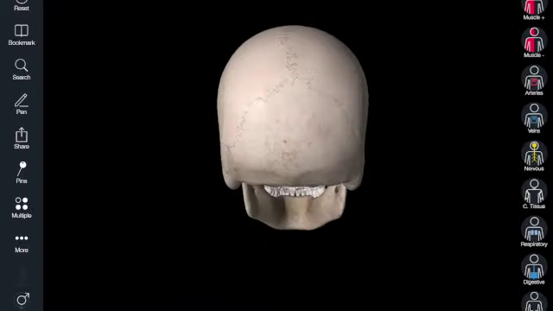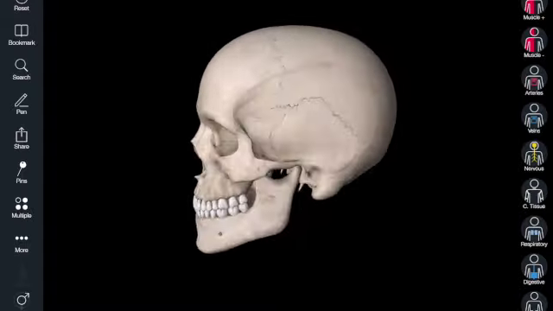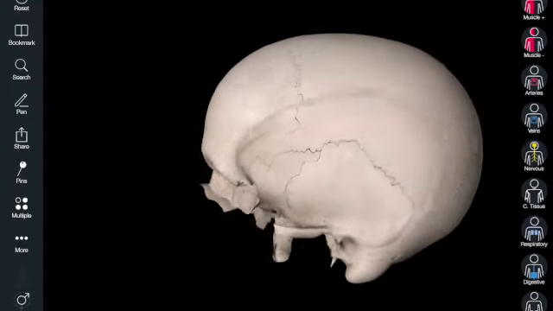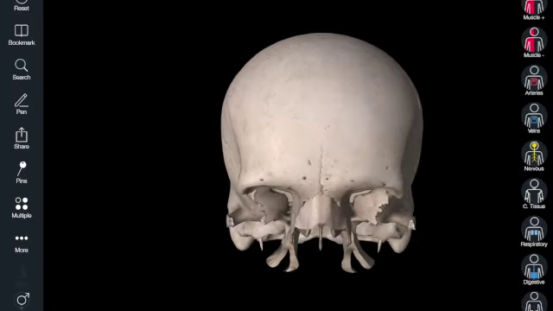This is the cranium. There are 22 bones in total. 8 make up the neurocranium, and 14 make up the viscera cranium. This is the neurocranium, and as you can see, it's the part that houses the brain.